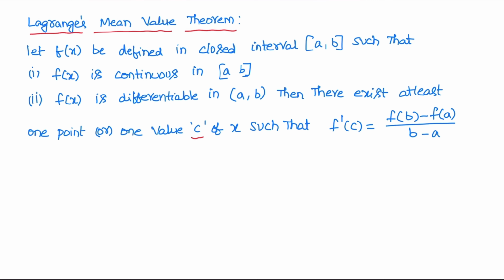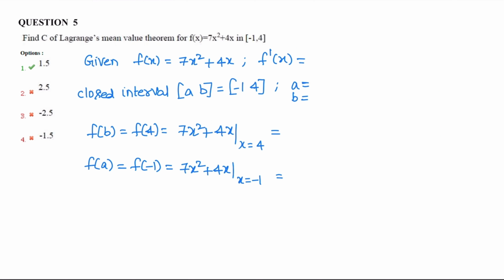Using this Lagrange's mean value theorem, we try to solve this problem. Here f of x is 7x square plus 4x and f dash of x is 14x plus 4. The closed interval given, a comma b, is minus 1 comma 4. The value of a is minus 1 and b is 4.